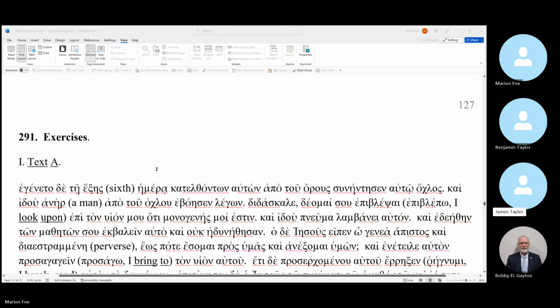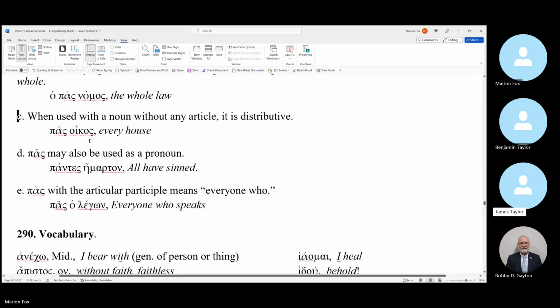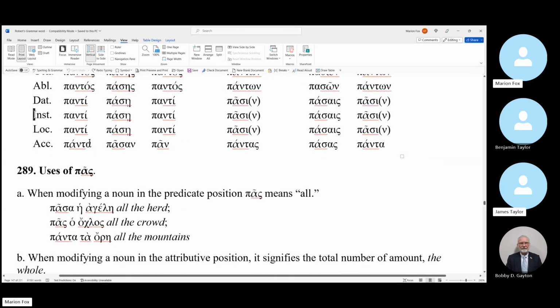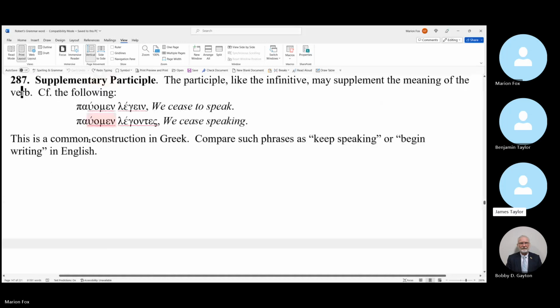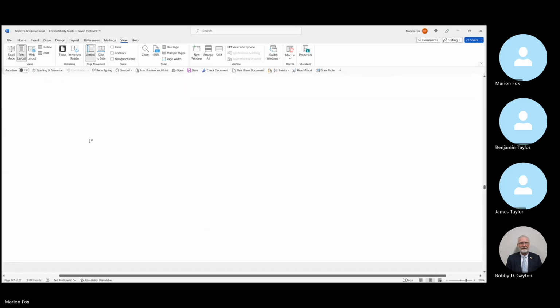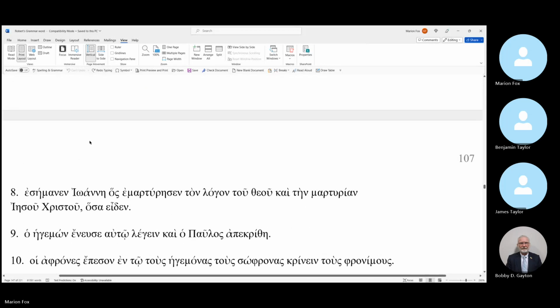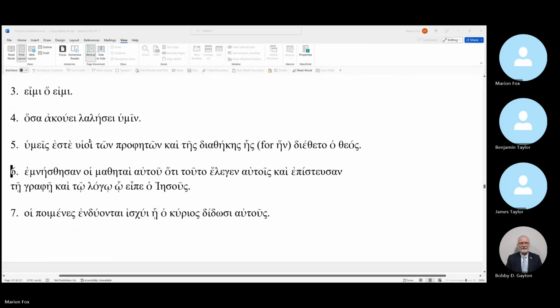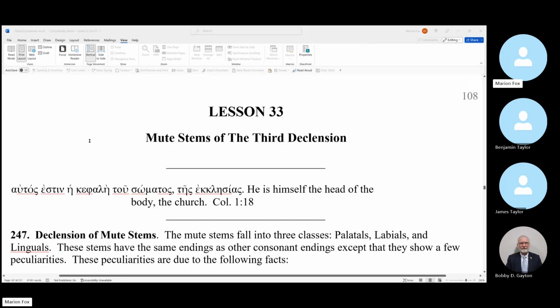107 is mute stems of the third declension. Is that what you're after? The podus is 108, where podus is found, the conjugation. 108. There we have it.